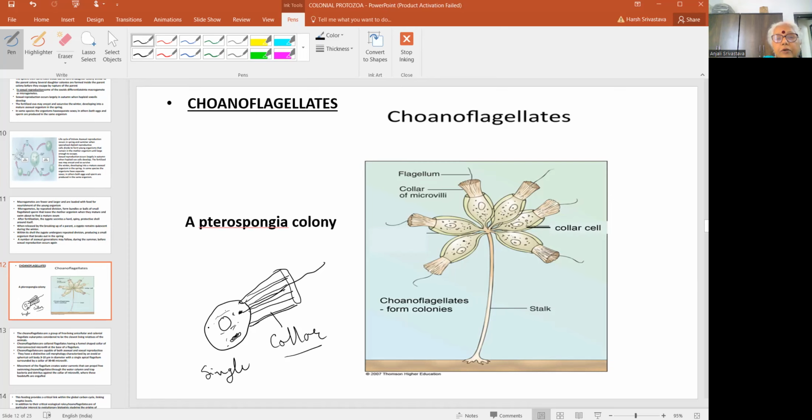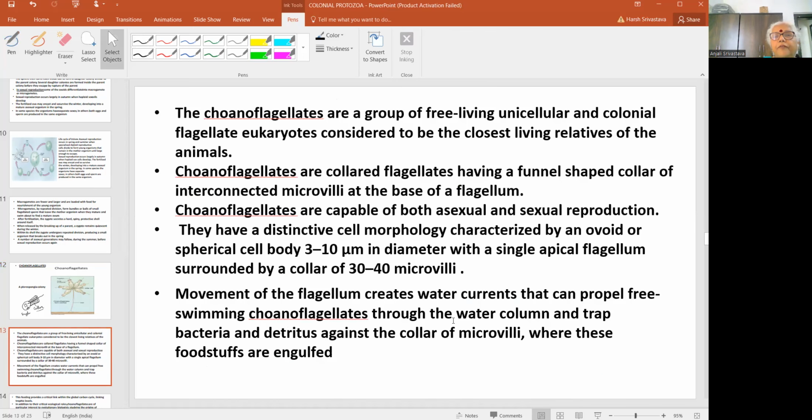Now, such cells remain attached to each other, forming a colony. Pterospongia is a sessile form. It remains attached to the substratum with the help of a stalk. This is the stalk. With the help of this stalk, this colony remains attached to the substratum. So this is a choanoflagellate group of free-living unicellular flagellates.